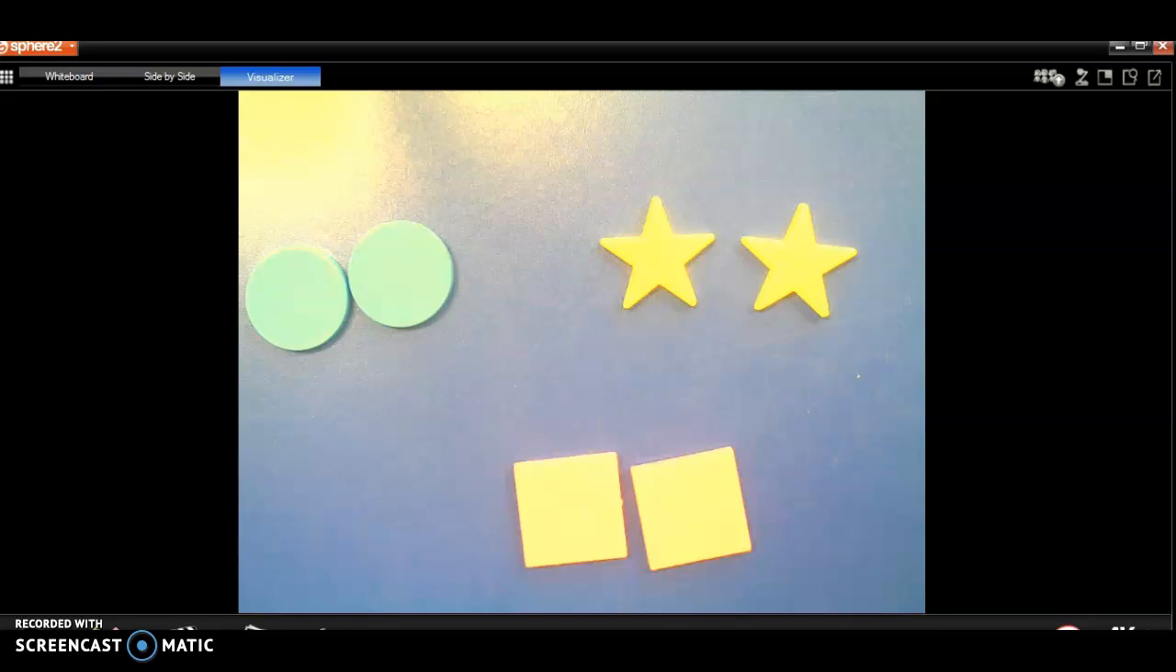Also, when you're sorting, you have to pay attention to what your teacher asks you for. If she's telling you to sort the shapes, then you're looking at the shapes. But if she tells you something like sort by color, then you have to look at the color. Right now, we just sorted by the shape.